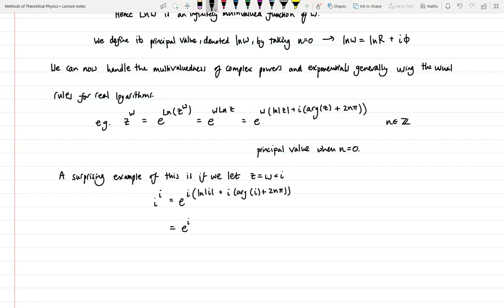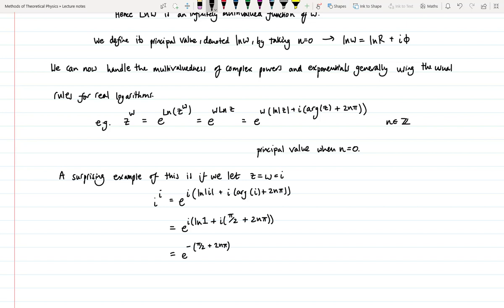We have e to the i, then the modulus of i is simply 1, and this returns the real logarithm of the number 1. The argument of i, its principal value is pi by 2, and then we have plus 2n pi. And we can tidy this up a little bit. So the ln of 1 is simply 0, because e to the 0 is 1. And hence we're left with e to the minus pi by 2, because the i's multiply together to give minus 1, e to the minus, and then pi by 2 plus 2n pi.